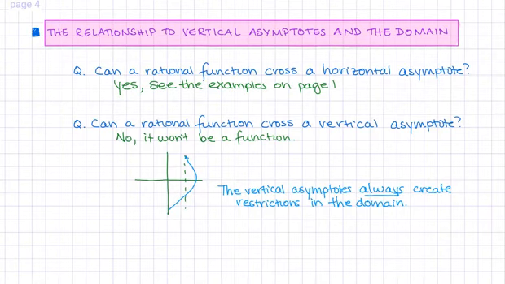But wherever there's a vertical asymptote, it's a restriction in the domain. But you can't say a restriction in the domain is because of a vertical asymptote. That won't be true. That's all I needed to say about this. Any questions about that?